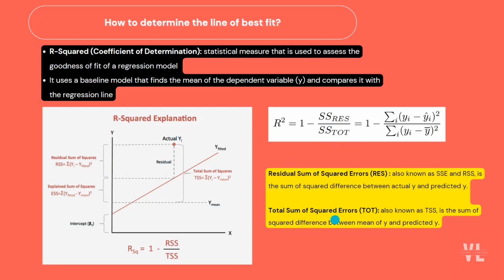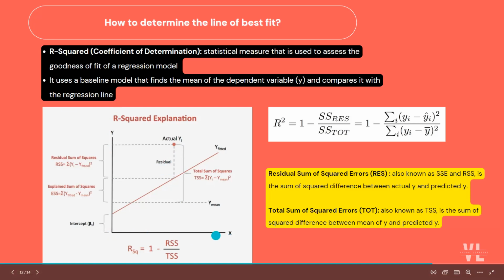The second term is what is known as the TSS or TOT, which is the total sum of squared errors. It is the sum of the square difference between the mean of y and the actual y. The mean of y is actually different from y fitted, as we can see from this diagram. Y mean means finding the mean of all of the y's. So here we're representing the x and the y-axis.